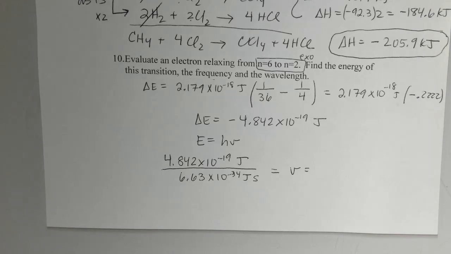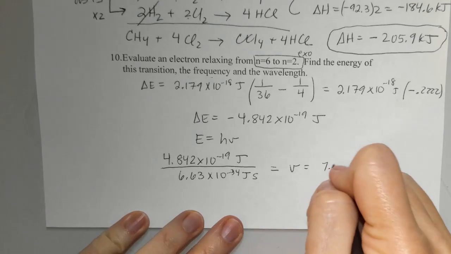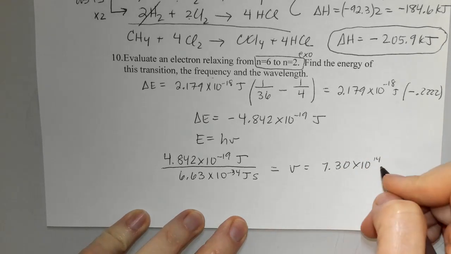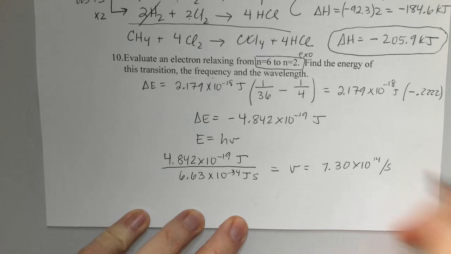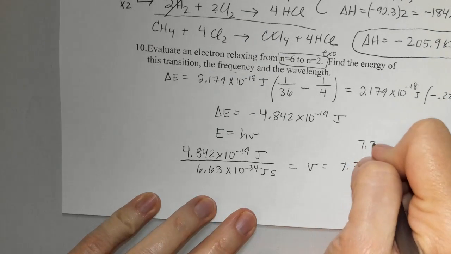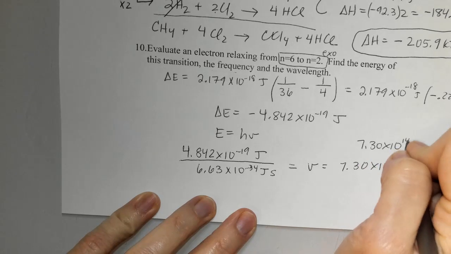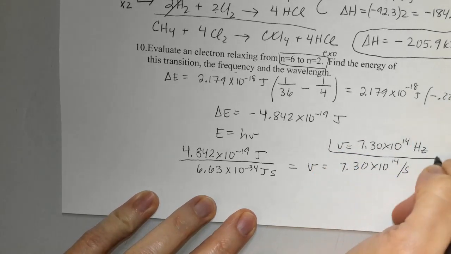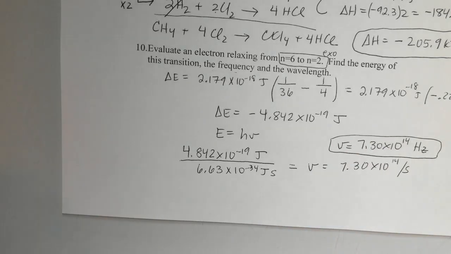So I've got my answer still in the calculator from before. Divide that by 6.63 times 10 to the negative 34, and I get 7.30 times 10 to the 14. You can either do per second, because that's what units you have, or you could use hertz. So 7.30 times 10 to the 14 hertz would be my frequency. So, cycles per second.